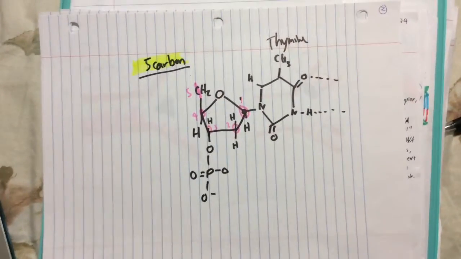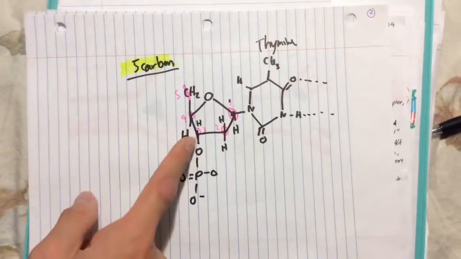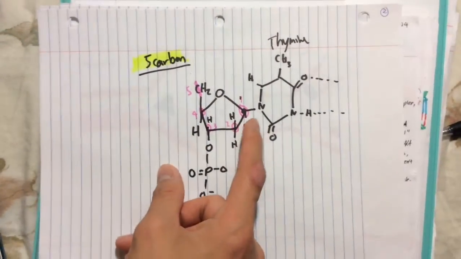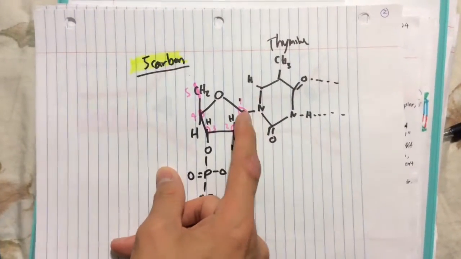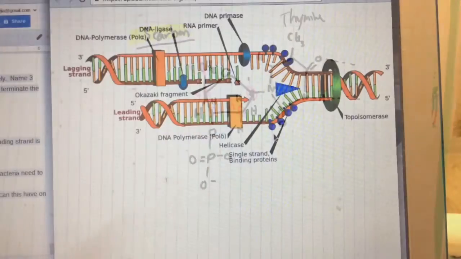So this is a 5-carbon molecule, which is our deoxyribose sugar right over here. As you can see, the carbons are labeled with a pink marker. So here we've got carbon 1, 2, 3, 4, and 5. And right here is our phosphate group.